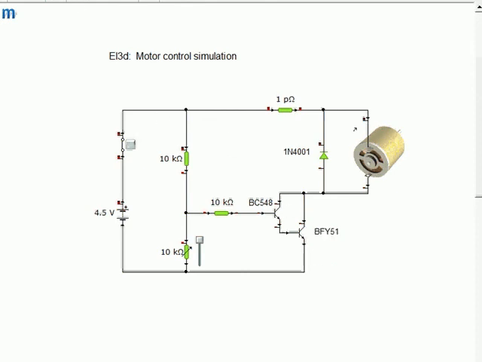Right, I want to move on now to what I'd like you to do for yourself between now and next session. I'm going to play around with that circuit.